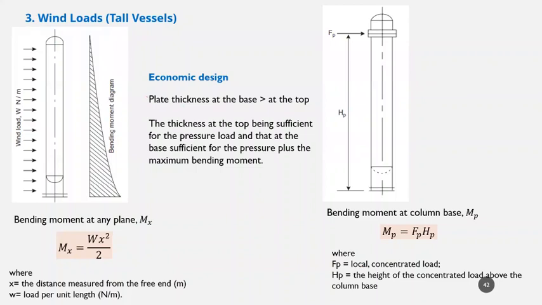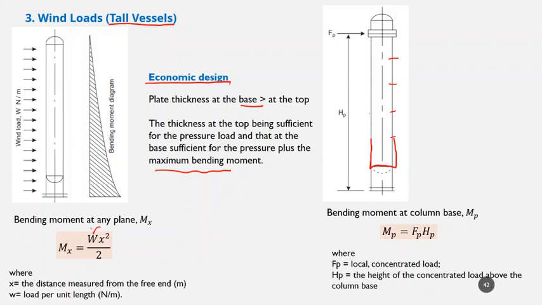Okay, the third is the wind loads, related to the tall vessel. Basically, for economic design purposes, the plate thickness at the base should be higher than at the top. For example, if we have a tall vessel here, maybe we divide it into a few sections, say 5 sections. So basically the thickness at the base is much higher compared to the top. The thickness at the top is sufficient for the pressure load, and that at the base is sufficient for the pressure plus the maximum bending moment. So we consider the maximum bending moment here.